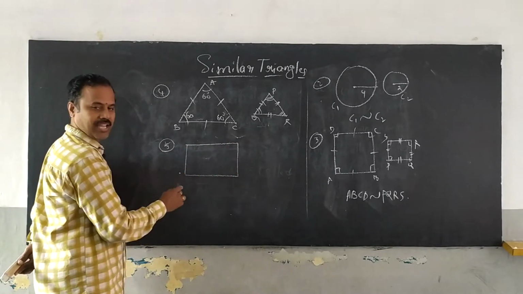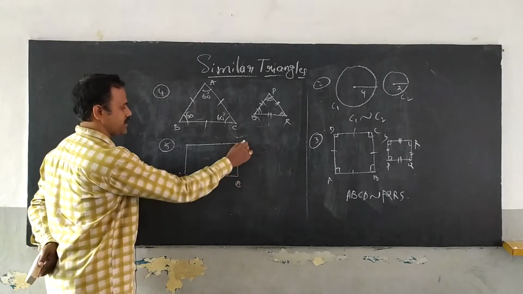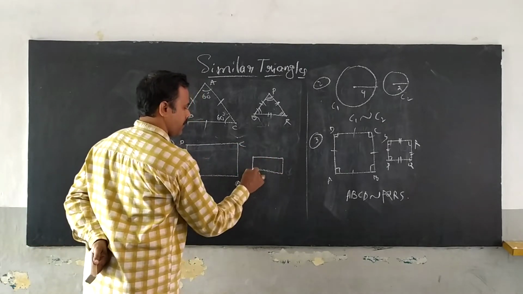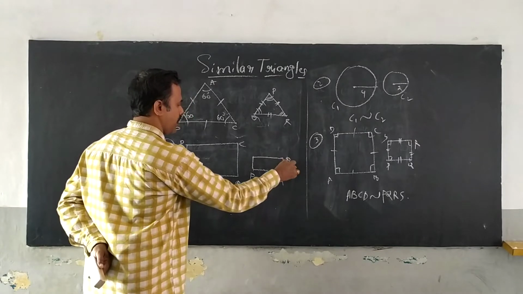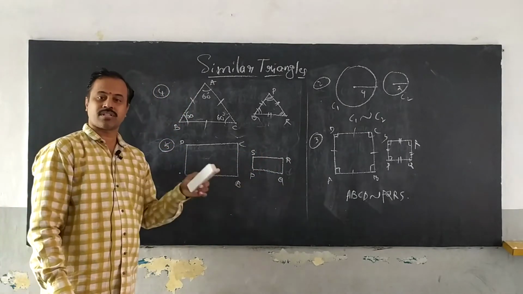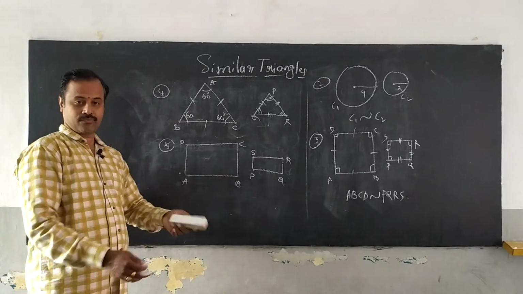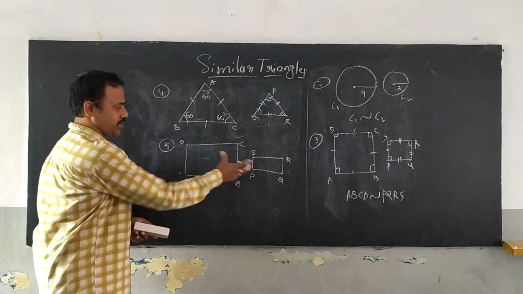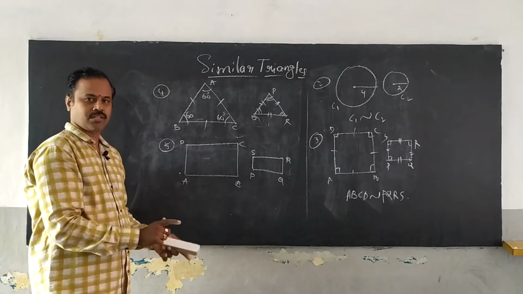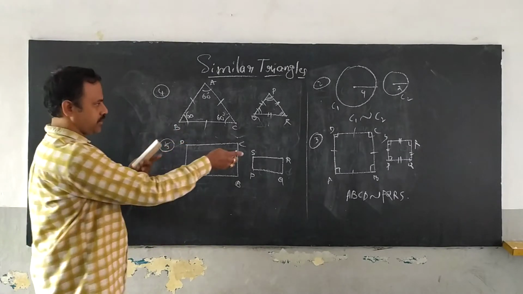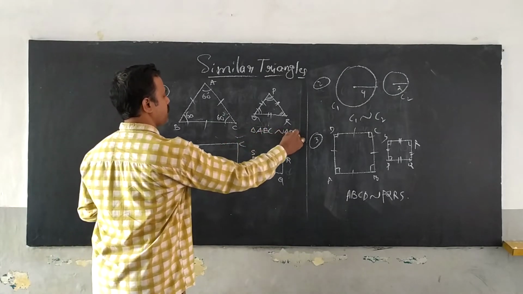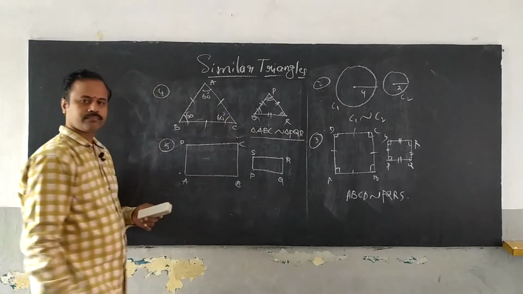I take a rectangle A, B, C, D and I take one more rectangle P, Q, R, S. Can you say that these two rectangles are similar? Yeah, of course. We can say they are of the same shape, isn't it? When you observe equilateral triangles, they are the same. So you say triangle ABC is similar to triangle PQR.